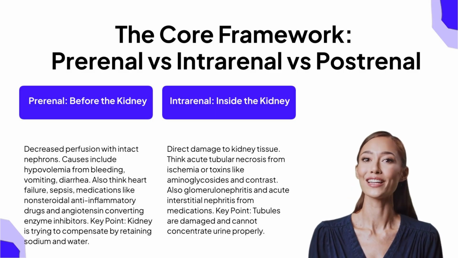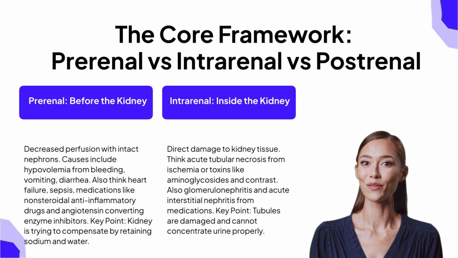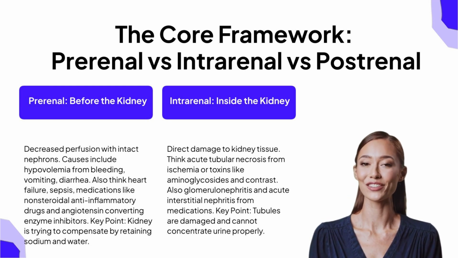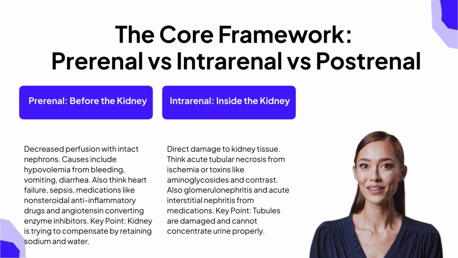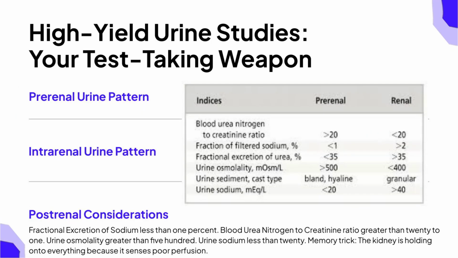Intrarenal means the kidney tissue itself is damaged. Acute tubular necrosis is the most common cause you will see on boards. The tubules are damaged and cannot concentrate urine properly. Postrenal means obstruction downstream, like from benign prostatic hyperplasia or kidney stones. Always remember, when you see a question stem, your first job is to categorize it into one of these three buckets. Now let us talk about urine studies, your secret weapon on test day.